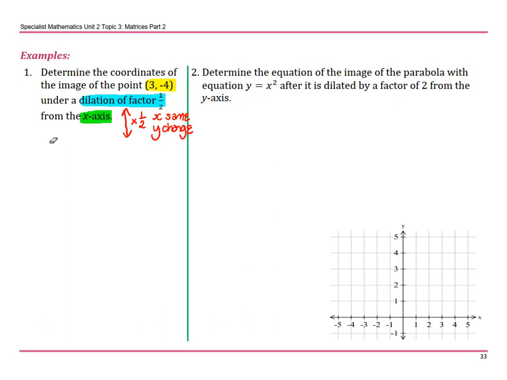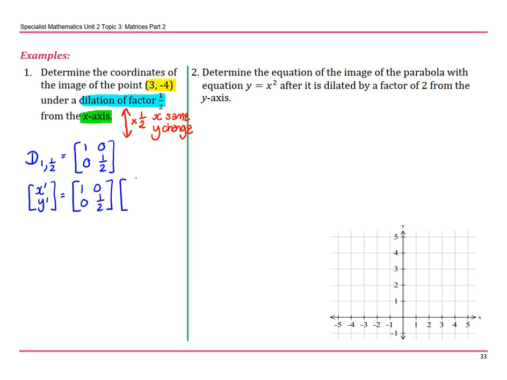Okay, so let's look at our dilation matrix. We know our x is going to stay the same, but our y is going to change with a scale of a half. So our matrix is going to be 1, 0, 0, a half. So let's find our image point. It's going to equal our dilation matrix times the pre-image, which is (3, -4).